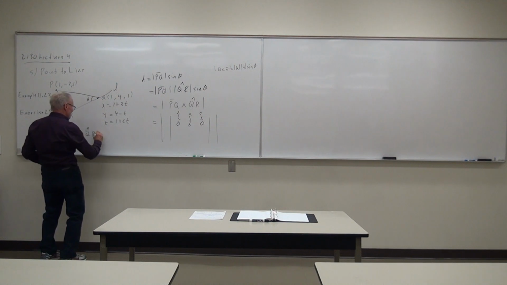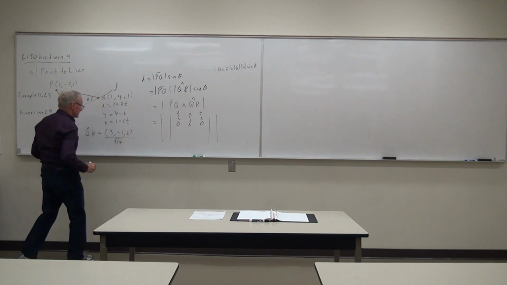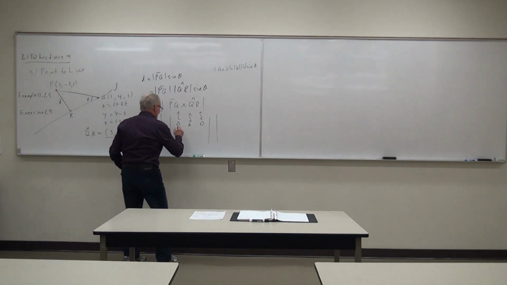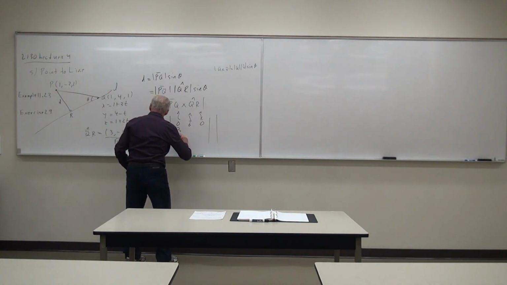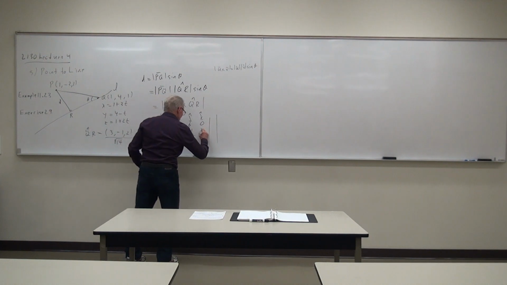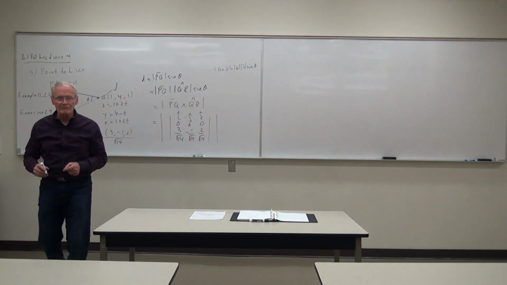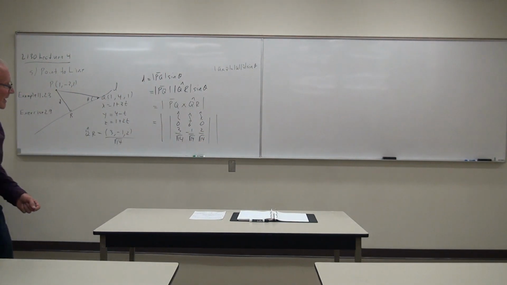QR hat is 3, minus 1, 2, divided by its length, 9 plus 1 plus 4, the square root of 14. So we'll put in here then 3 over root 14, minus 1 over the square root of 14, and 2 over the square root of 14. So we take that cross product, and we take its length, and have what we want.